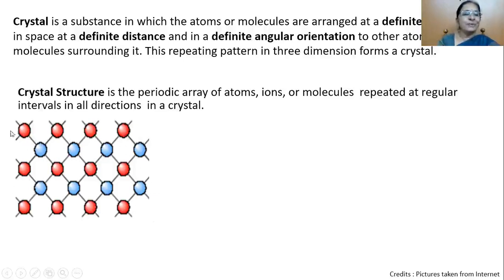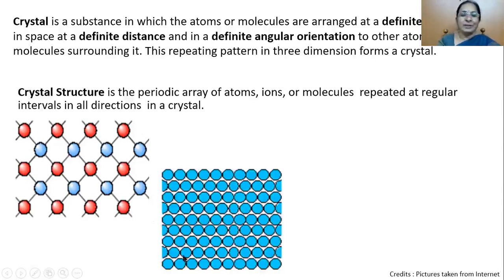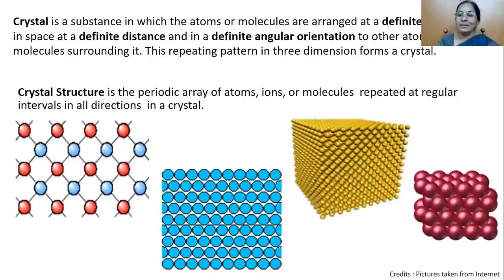This picture shows layers of different kinds of atoms arranged in a regular way. Here, this picture shows a two-dimensional lattice which has the same type of atoms arranged in a regular fashion. This is also another kind, and you can see some layer displacement in between, but arranged in a regular fashion.